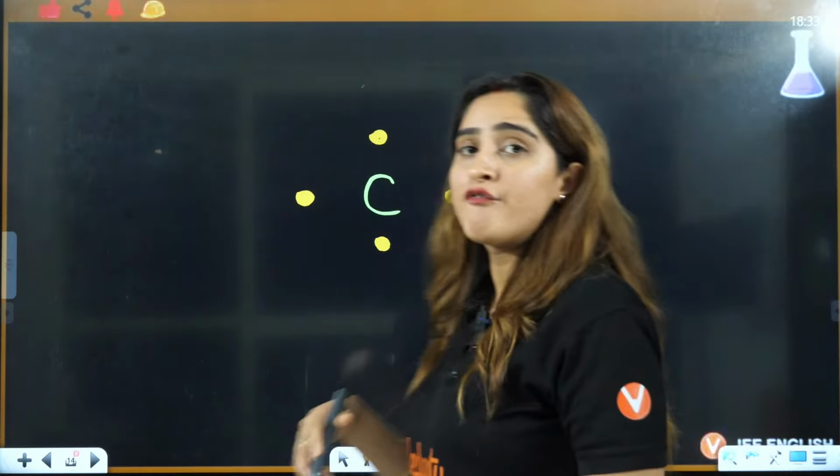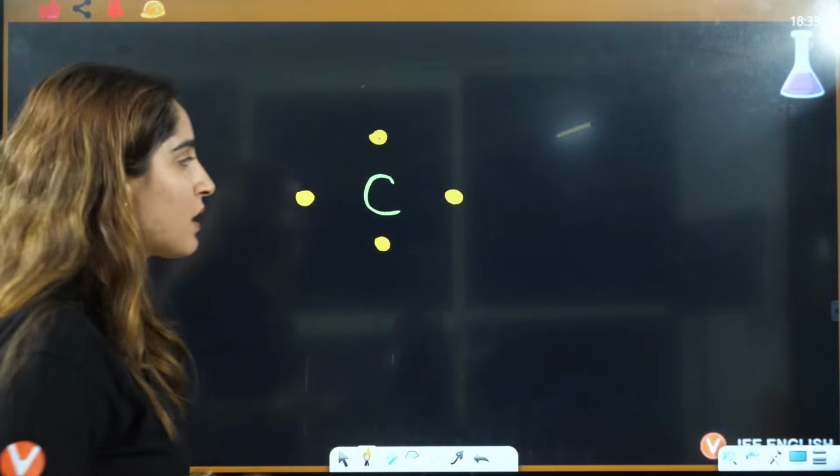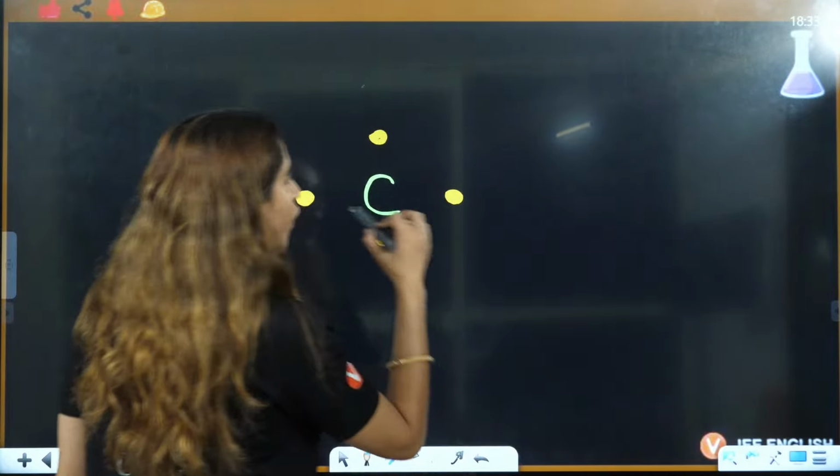Hydrogen is the first member of your periodic table. That is, hydrogen's atomic number is 1. It has just one electron, right? So because of this one electron, what happens?